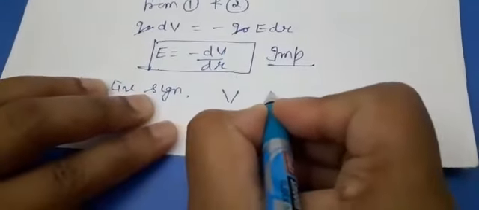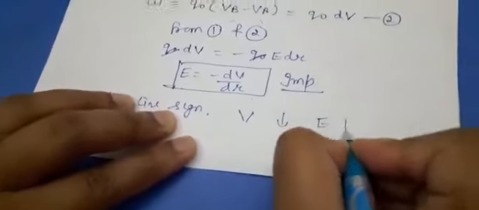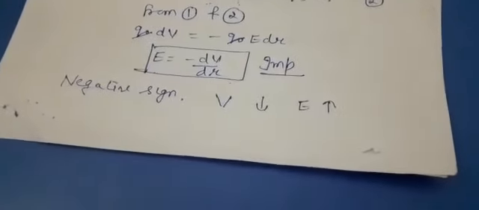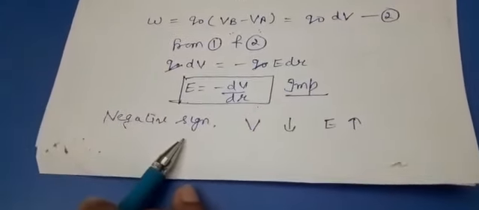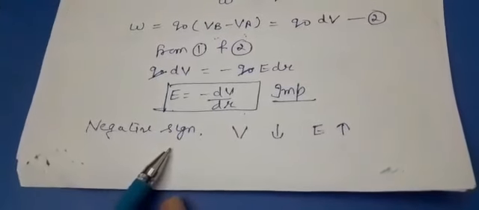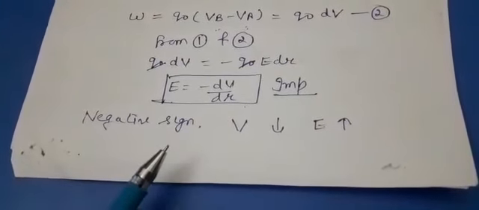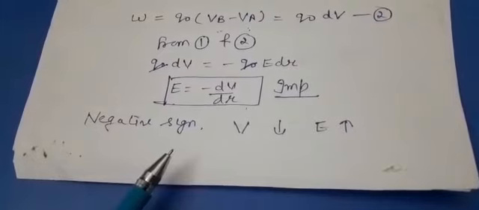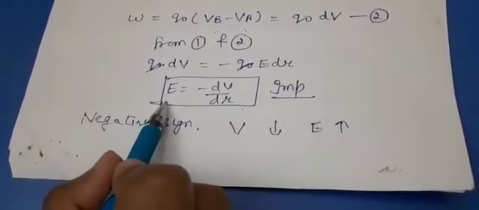Where potential is decreasing, electric field will be increasing. So you can take it that the negative sign indicates electric field is always in the direction of decreasing potential and vice versa. Right? Now, this is a general expression we have taken.